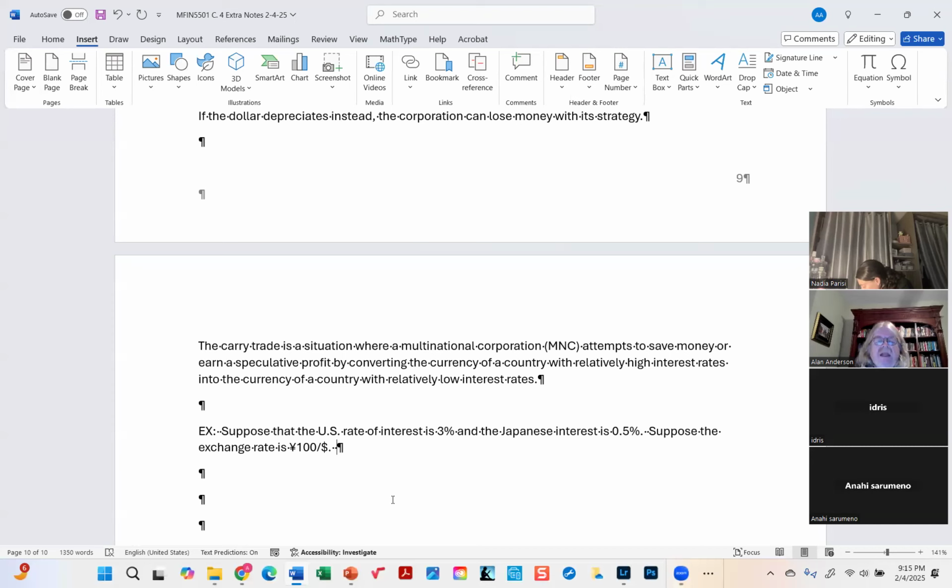Okay, so a US corporation borrows, let's say, 100 million yen at, of course, 5%, and converts them into dollars.